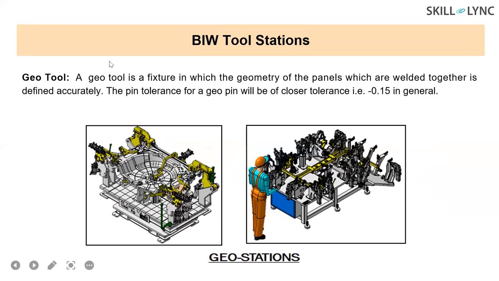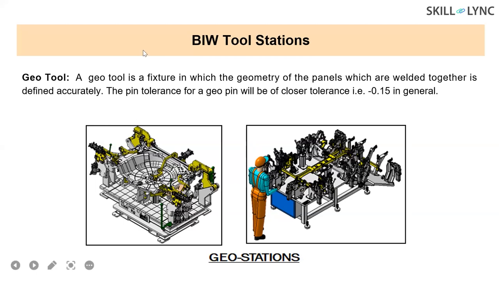So if you consider BiW tool systems, the first one is the geo tool. What is a geo tool? A geo tool is a fixture in which the geometry of the panel, which is going to be welded, is defined accurately. I will be placing the panel and I'm going to inspect the entire geometry of the panel. Okay. So the tolerance for the geo tool will be 0.15 mm.